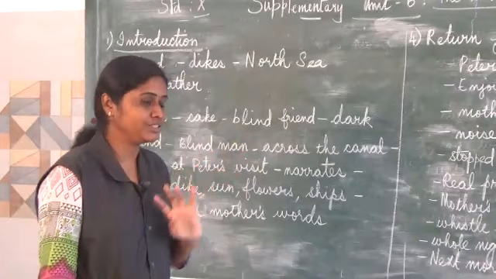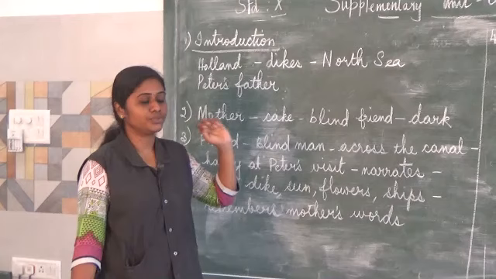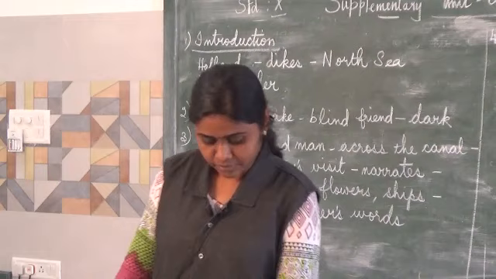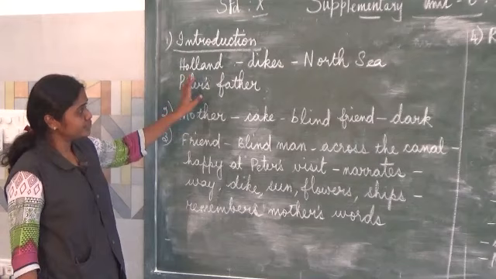Now, the story begins with a little description about Holland. Holland is a country in the northwestern part of Europe, almost near the seaside. Because of that reason, much of the land of Holland lies below sea level.